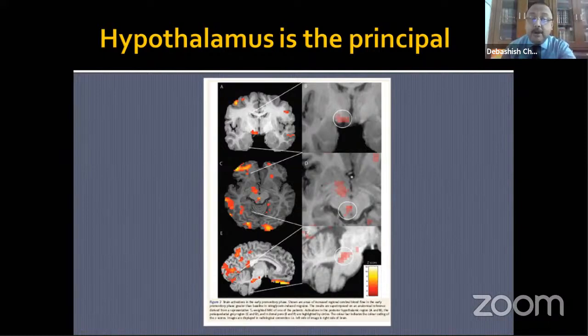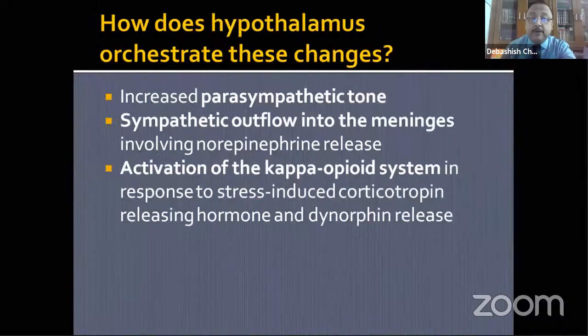And who is at fault? The hypothalamus. So that is a very important point we should know. So the question is, how does the hypothalamus orchestrate these changes? Now, as you know, the hypothalamus is the master organ for the autonomic control of the body, sympathetic and parasympathetic. So what it does is, dysfunctional changes in migraine brains cause, through the hypothalamus, an increase in parasympathetic tone, and sympathetic outflow into the meninges involving norepinephrine release.